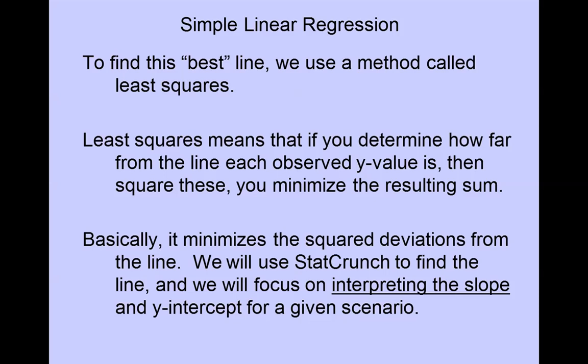Basically, that's what you're doing. You're finding the line that minimizes the squared distances between what you actually observed and what the line says you should observe for the data. Now we're going to use StatCrunch to find the line, and we're going to focus more on interpreting the slope and then sometimes the y-intercept in a given scenario.